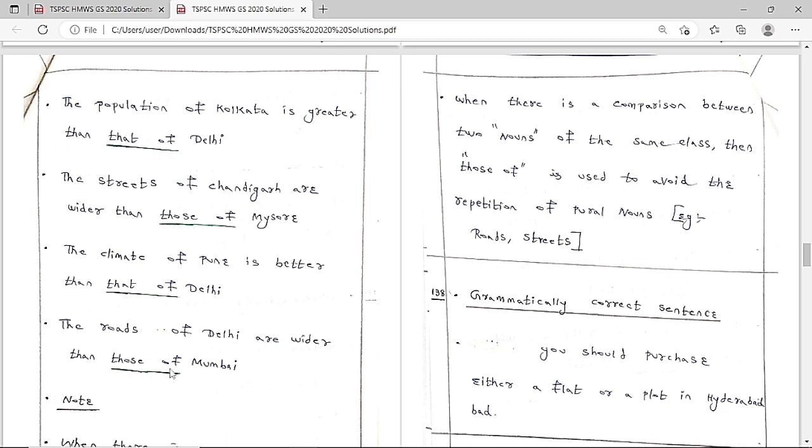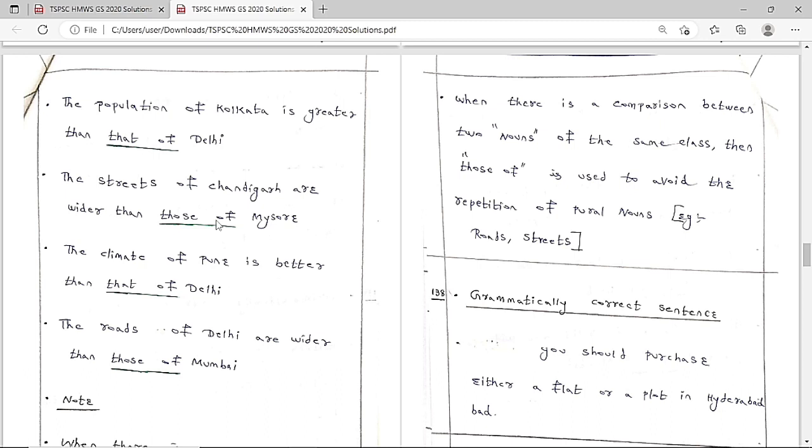These things you always have to keep in your mind. Population and climate are singular nouns, therefore we use that of. Whereas streets and roads are plural nouns, so there we use those of. This is the important statement to always keep in mind: with singular nouns, use that of when doing the comparison; with plural nouns, use those of. This is what I am trying to tell you.